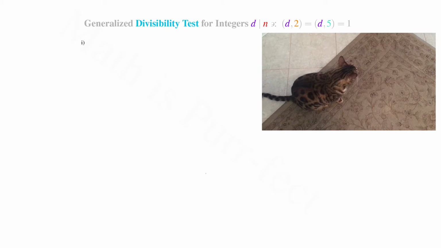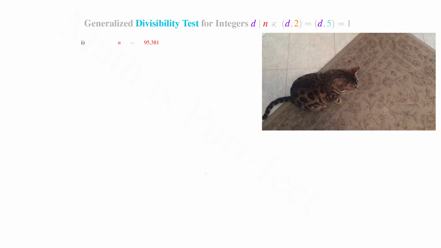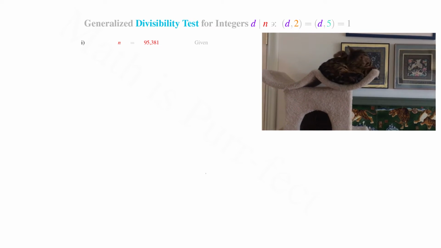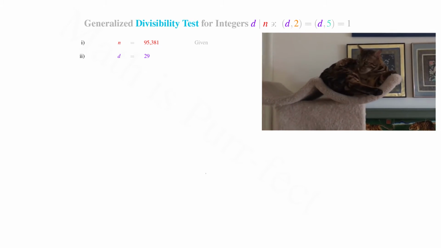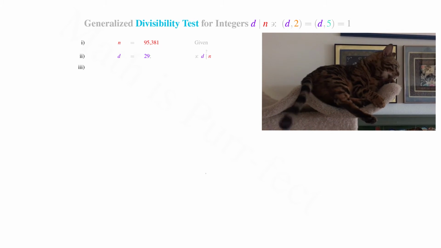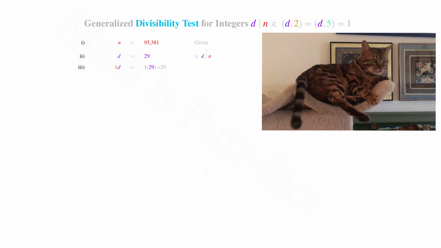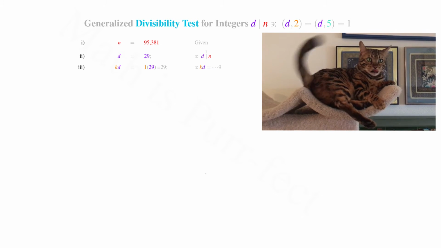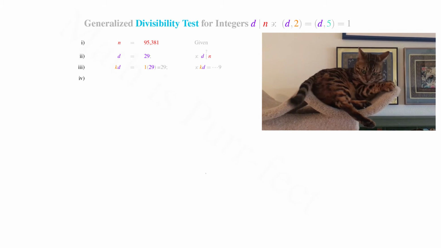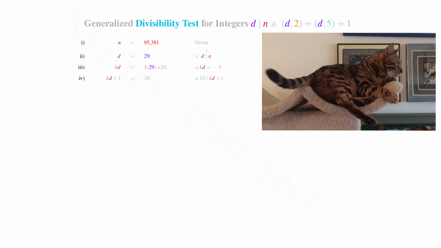Now let's consider another number, say n equals 95,381. This is our given number. I would like to know whether d equals 29 is a divisor of n. I multiply my divisor by an integer k such that the result has a final digit of 9. In this case, k equals 1 because 29 already ends with 9. Now we add 1 to the result from the previous step and arrive at 30, an integer multiple of 10.